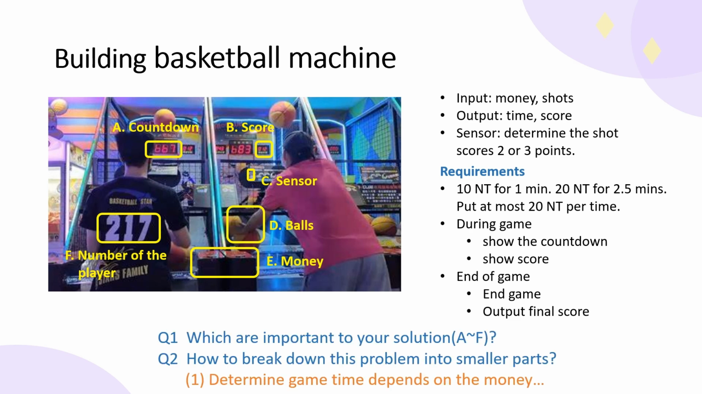Okay, there are some questions. First, above all elements, which are important to your solution, A to F? The second question is, please write down how you can break down this problem into smaller parts, and I'll give you the first smaller problem for you to refer to. Okay, please pause the video to finish the practice, and I'll give my answer after you come back. Go!